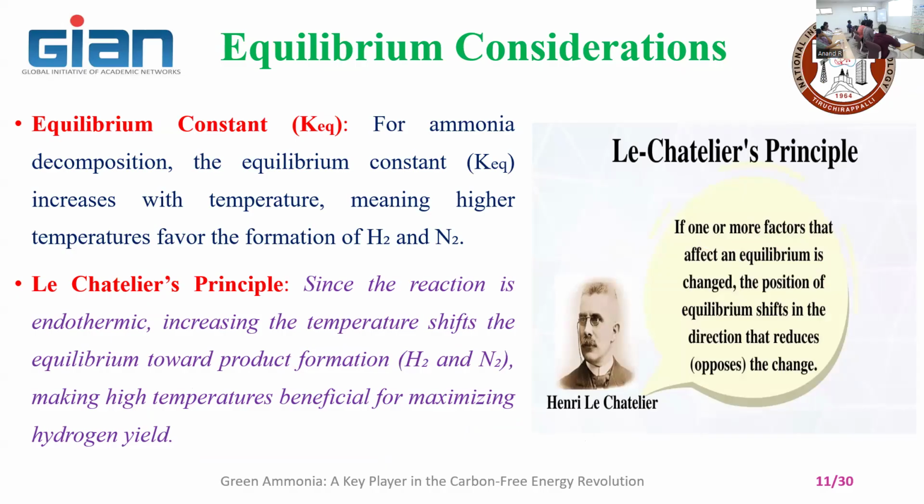So the equilibrium constant is an important parameter for a catalytic reaction. For ammonia decomposition, the equilibrium constant increases with the temperature, meaning that higher temperature favors the formation of hydrogen. So for any reaction, you are finding out the equilibrium constant. Whenever the temperature increases, the equilibrium constant value also increases. That is suggested by the Le Chatelier principle, and it says that when the reaction rate increases, the conversion rate is also going to increase.